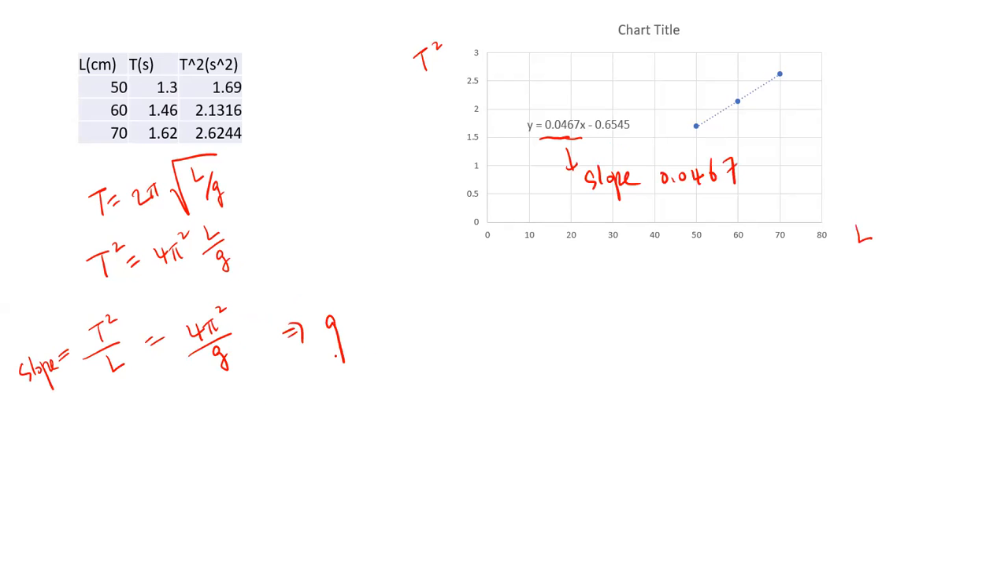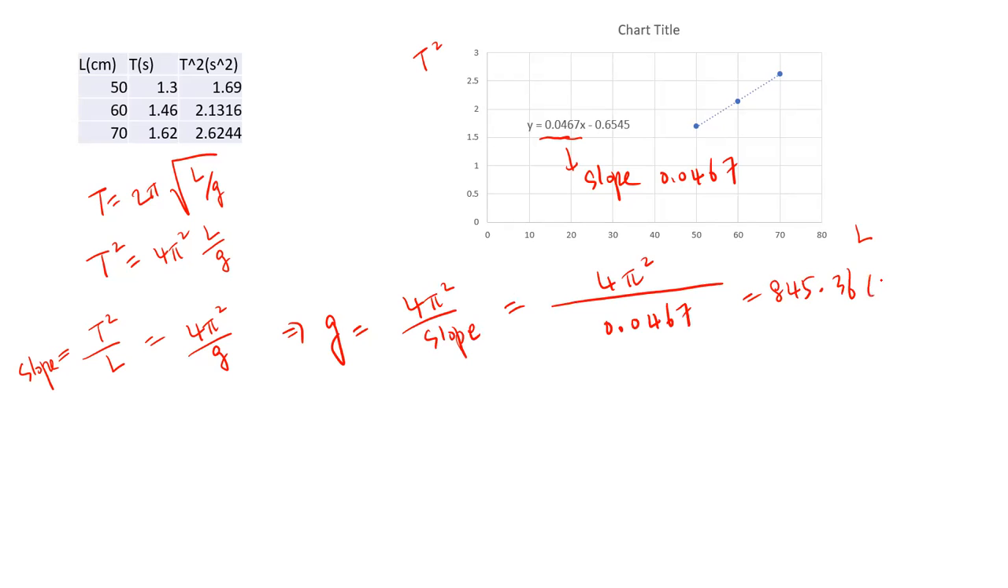Then how to get g? g is equal to 4 pi squared divided by the slope. Then we have to calculate 4 pi squared divided by the slope, 0.0467. By calculating, 4 times pi squared divided by 0.0467 is 845.36 centimeter per second squared. This is much different from g equal to 980 centimeter per second squared.